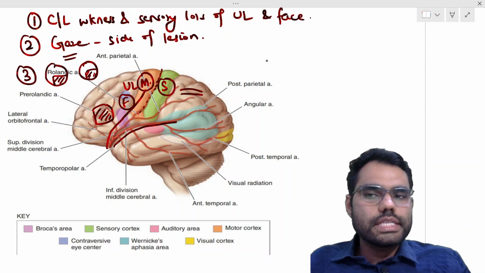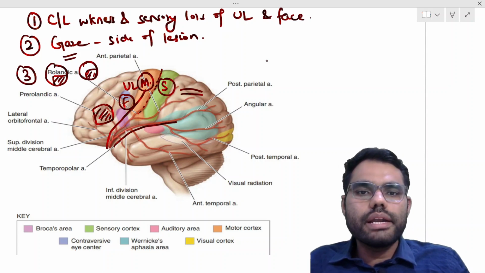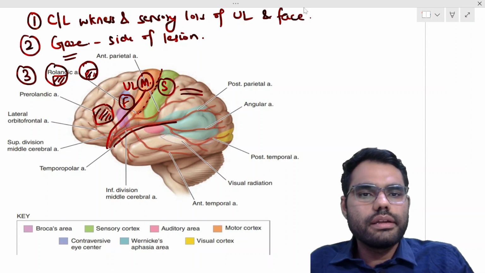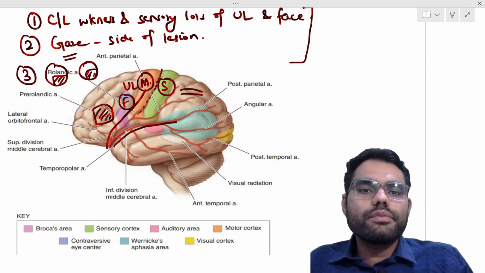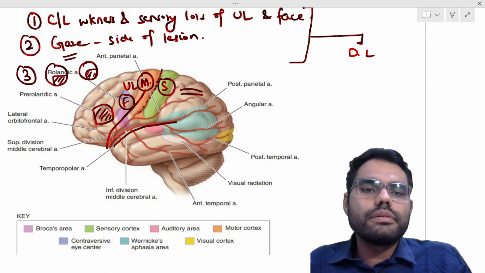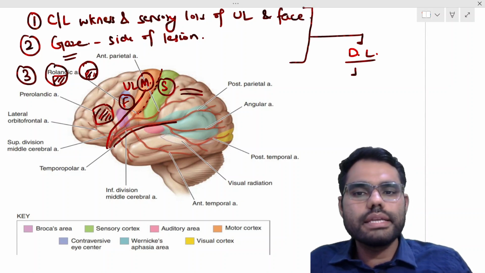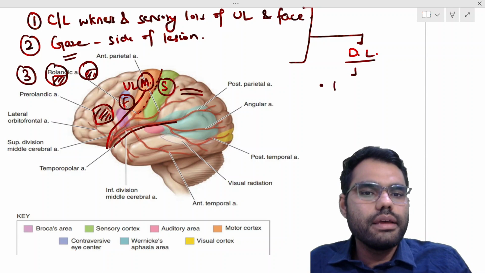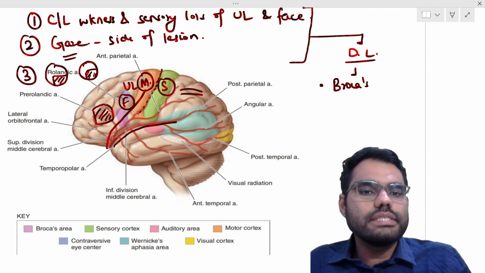So these three features would happen whether it is a dominant lobe or a non-dominant lobe lesion. Now what are the extra things that would happen if it is a dominant lobe? There is a representation of Broca's area as well, so there would be Broca's aphasia.